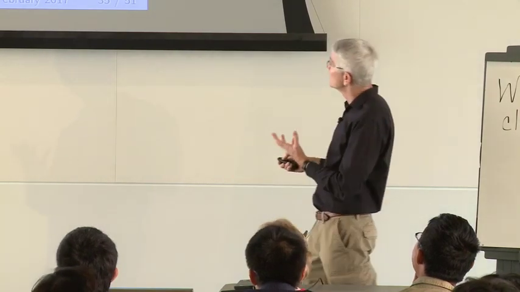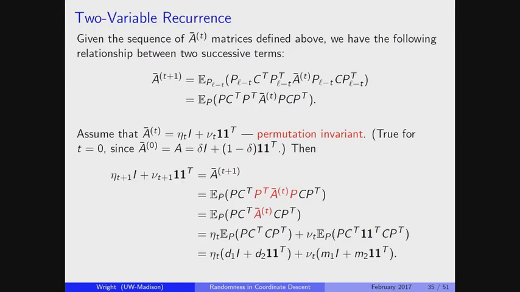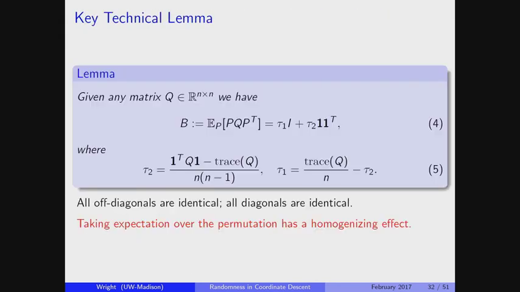We start from the fact that the original matrix that we're working with has exactly this form. It has the form of a multiple of the identity plus a multiple of the all ones. So we can certainly do the first step of going from A bar 0 to A bar 1 using that lemma, this homogenizing technical lemma. And after we do that first expectation, this form is going to be preserved. The matrix that we get after that first expectation is still a multiple of the identity plus a multiple of the all ones. It's just the coefficients change.